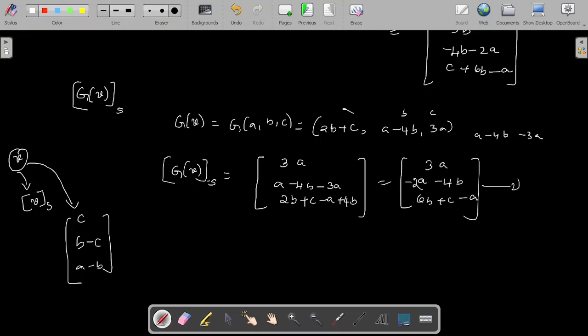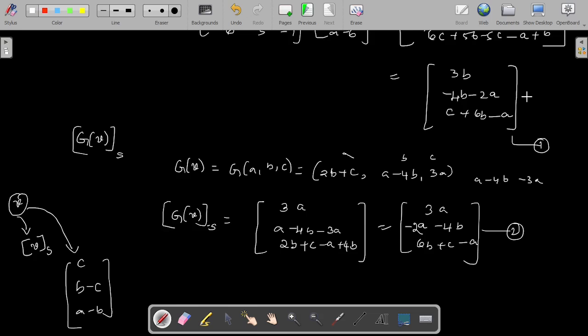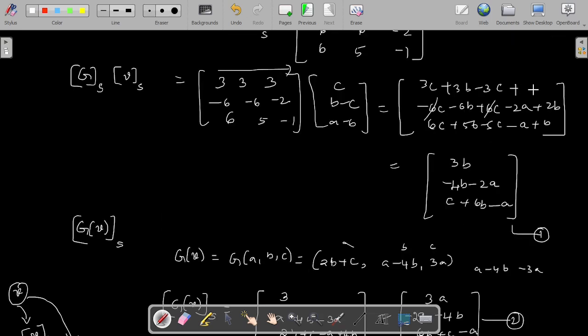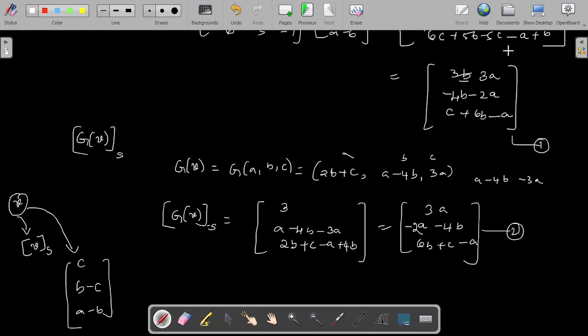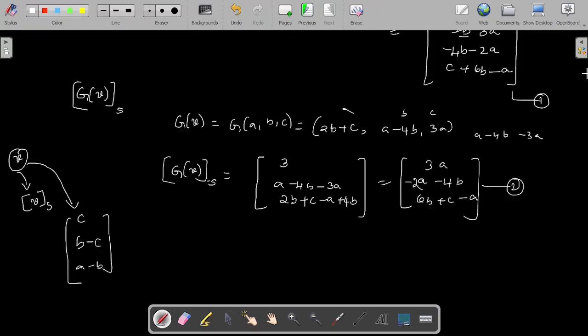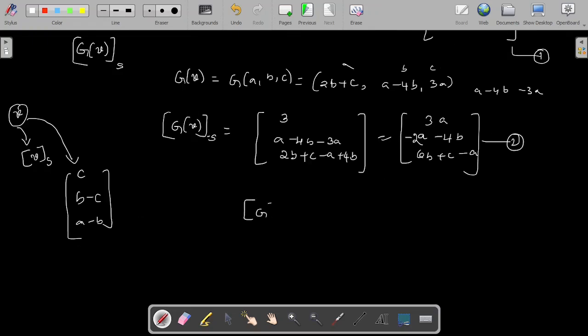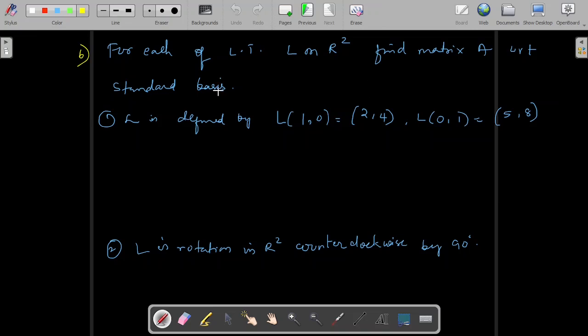Now compare this with the given, this first one. And here you have plus 3C, 3B minus 3C plus 3A minus 3B. So 3C minus 3C cancels, 3B minus 3B cancels, so remaining is 3A. This must be 3A. So hence you will get these two are equal. So the coordinate vector of G of V is the same as G of V with respect to the basis. Yes. See now, last problem.